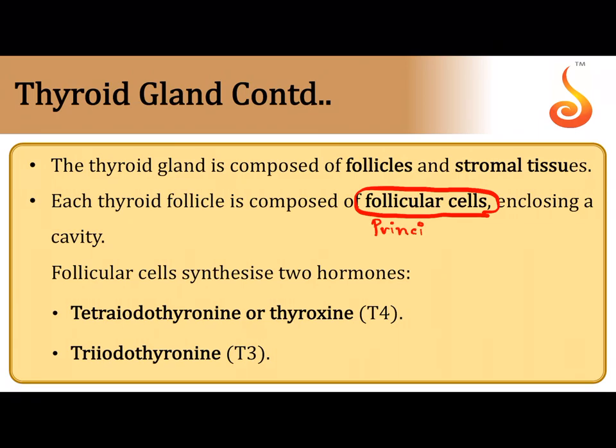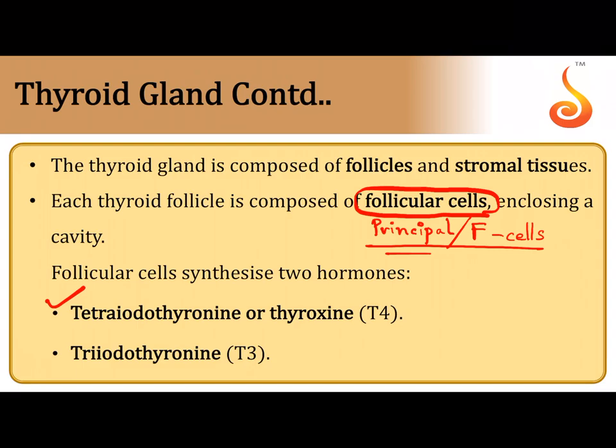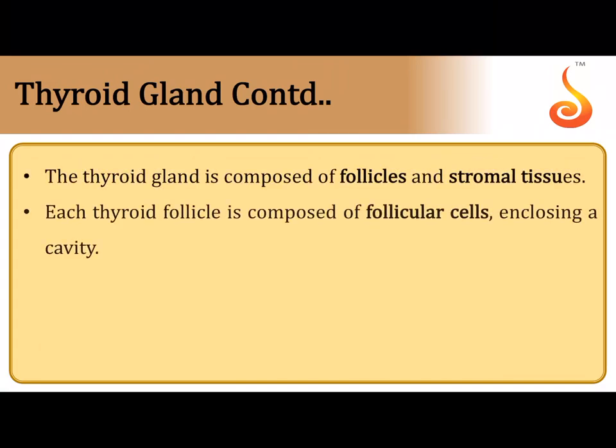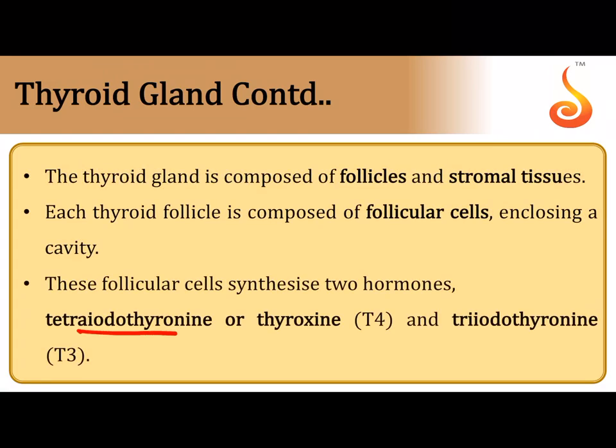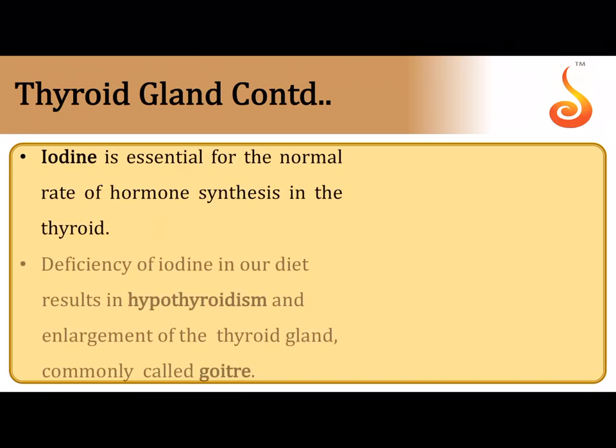So remember, inside the follicle you have the principal cells or the F cells. F cells or the principal cells are present in the thyroid gland, and they secrete tetraiodothyronine or thyroxine, that is T4, and triiodothyronine, which is T3. Like I said, it's a repetition again: T4 is called tetraiodothyronine or thyroxine, and the hormone triiodothyronine is T3, secreted by the thyroid follicle.